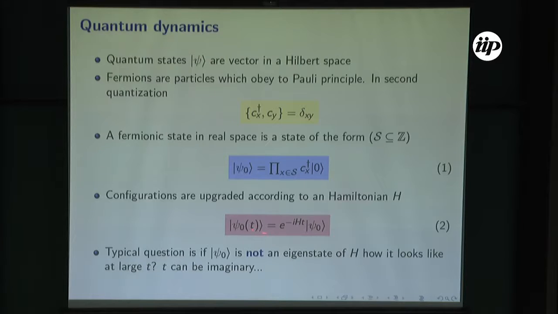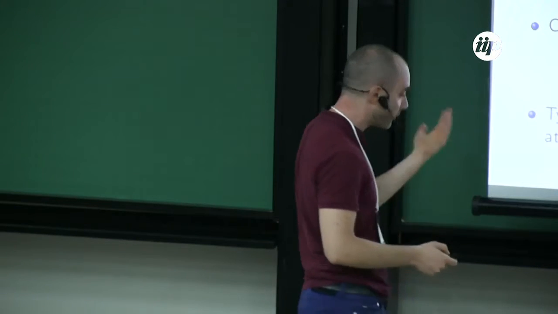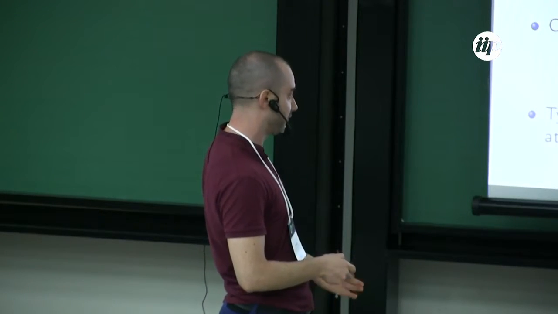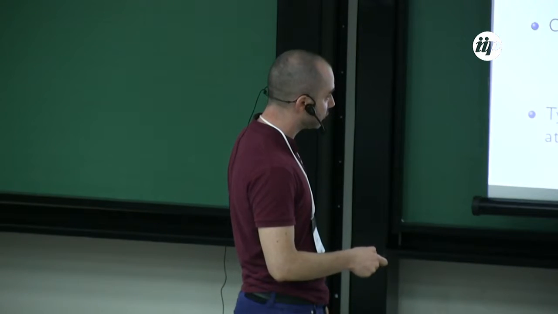Well, the problem of quantum dynamics is that you start with a certain state, and then you update the configuration of fermions according to one Hamiltonian, okay, usual stuff. But this is complicated because you have many particles, right? So following the time evolution of a certain arbitrary state is usually very complicated. And of course, this is not trivial also, because psi naught, which is your initial state, is not an eigenstate of the Hamiltonian. Time in quantum mechanics is usually real, in the sense that this evolution operator is unitary.